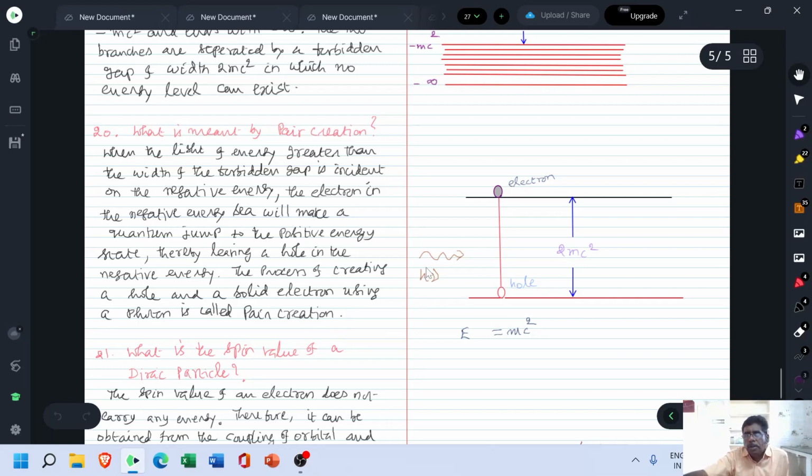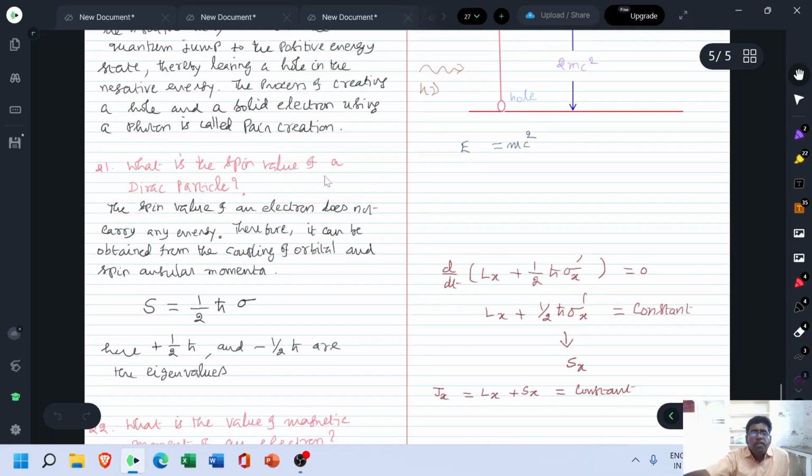Suppose if you give a photon of energy greater than this width, an electron in the negative energy sea may jump to the positive energy state and thereby leave a hole in the negative energy sea. Creation of a hole means removal of a certain amount of negative energy and charge, which is equivalent to creation of the same amount of positive energy and charge. So the process of creation of a hole and a solid electron using a photon is called pair creation. Suppose the solid electron meets the hole, the energy comes out of the system; that is called pair annihilation.